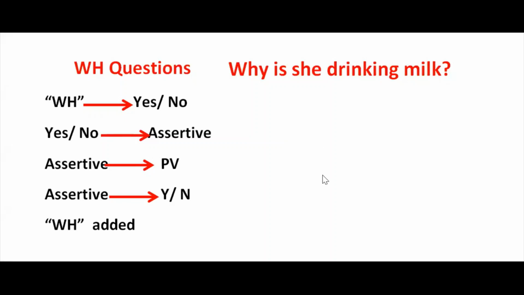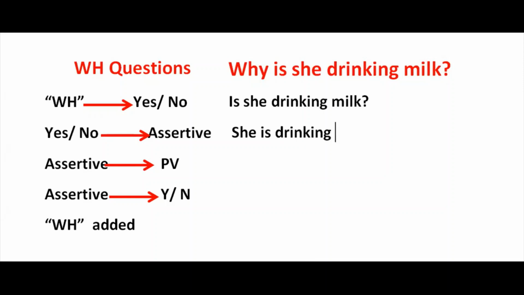Now let's see one more example. Why is she drinking milk? It is an active voice WH question. First, we need to change this WH question into yes or no question. So we just need to remove the WH word. That is, is she drinking milk? And now this yes or no question to be changed into assertive sentence. She is drinking milk.